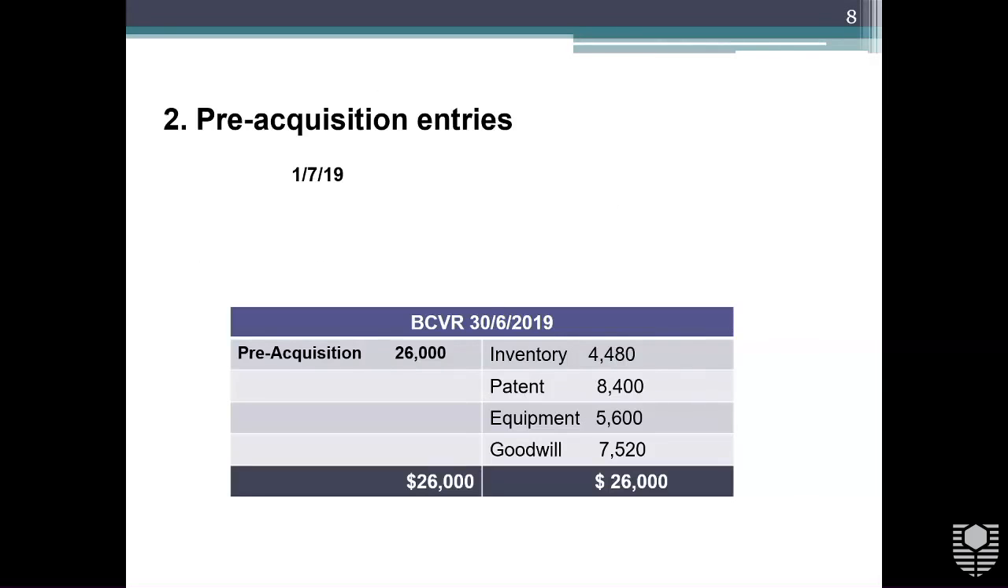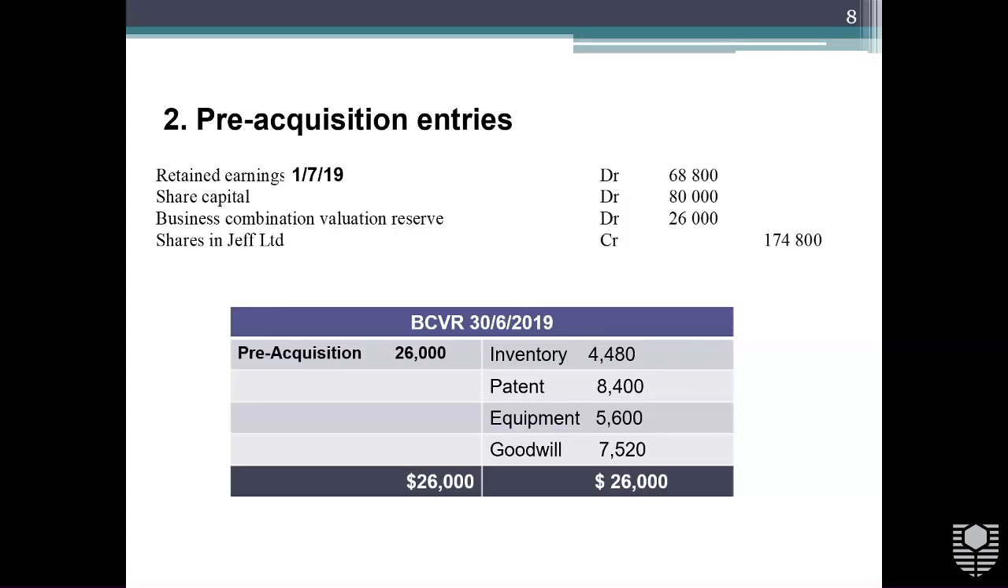Right, so add them all up, do a little T account: inventory, patent, goodwill, and our equipment. Plant and equipment, and our goodwill all add up to 26,000. Right, that 26,000 comes out in our pre-acquisition entry here on the debit side.